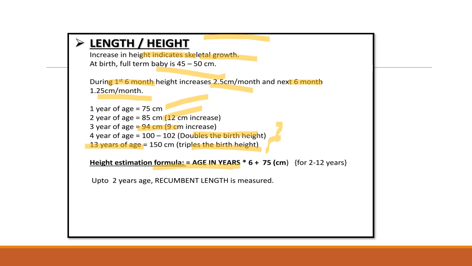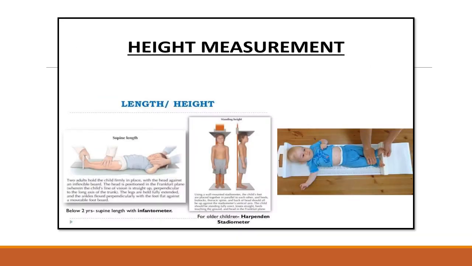And the height estimation formula for 2 to 12 years is age in years into 6 plus 75 centimeter. That is the height estimation formula. Then up to 2 years, the recommended measurement is supine length. I will show you. Supine length is measured like this, and this is standing length.